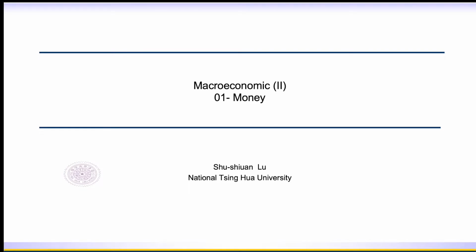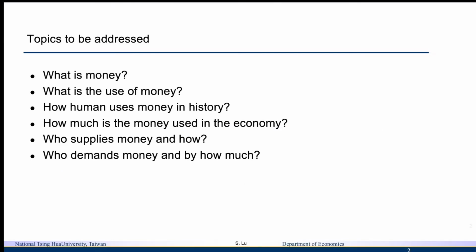In our first lecture, I want to talk about money. So the topics today are as follows. The topic that we are going to address is what money is, the use of money, how humans used money in history, how much money is used in the economy, and who supplies money and how, and who demands money and by how much.